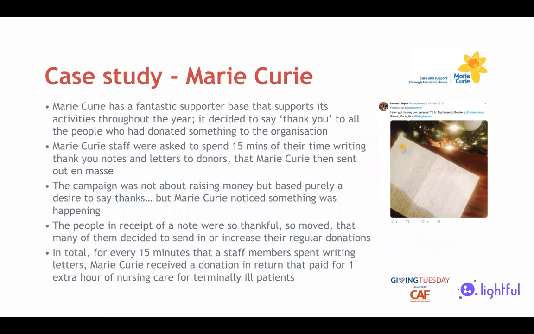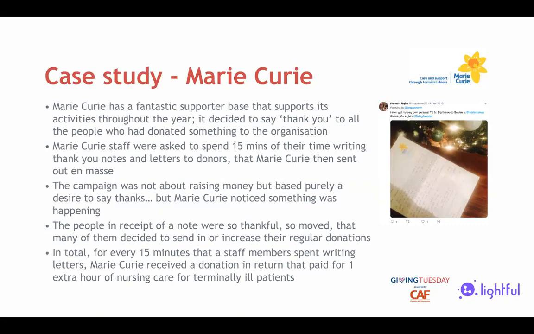But just to kick off with Marie Curie, who do a fantastic campaign. They've been with us since the beginning of GivingTuesday, and they do a campaign all around thanking their supporters. So instead of asking for money on GivingTuesday, because sometimes it can be quite a crowded time as in the lead up to Christmas, they ask each member of their staff to spend around 15 minutes of their time writing thank you notes to donors, which has a huge impact and is a really nice touch and way of engaging with partners, with supporters on GivingTuesday.